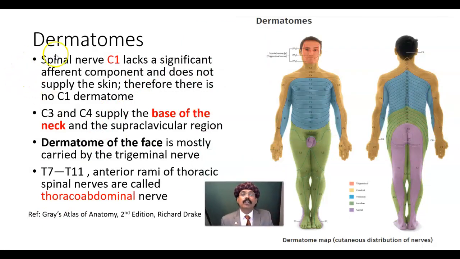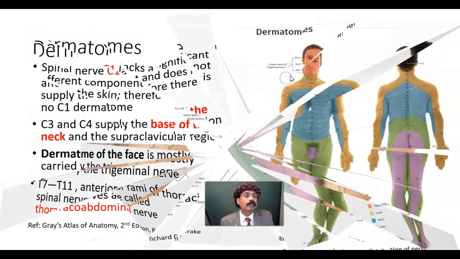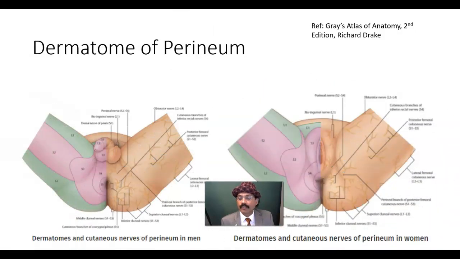Okay, we must know that spinal nerve C1 lacks the significant efferent component and does not supply skin. It picks up some of the proprioceptive sensation from the muscles of the neck, intrinsic muscles of the neck. But there is no skin innervation, so there is no C1 dermatome. C3, C4 supply the base of the neck and supraclavicular region, especially from the clavicle here. C3, C4, clavicle mostly C4, partly C3, maybe sometimes C5 may come close to it. But it is C3, C4.